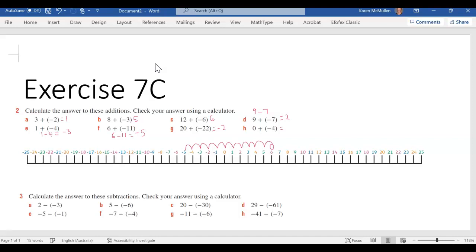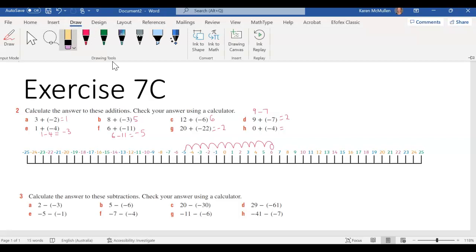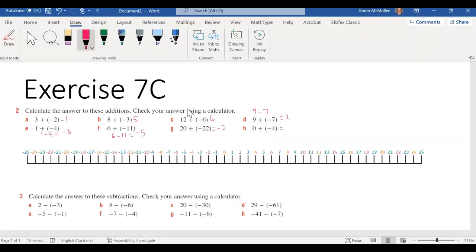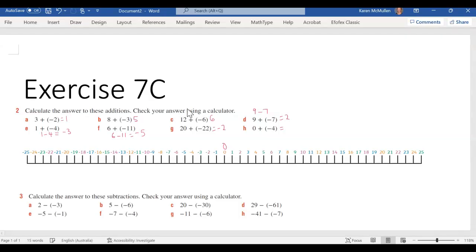And this one here is going to be 0 minus 4. Let's do that on the number line. So we're starting at 0 and we're going to subtract 4. 1, 2, 3, 4. It's going to be negative 4.